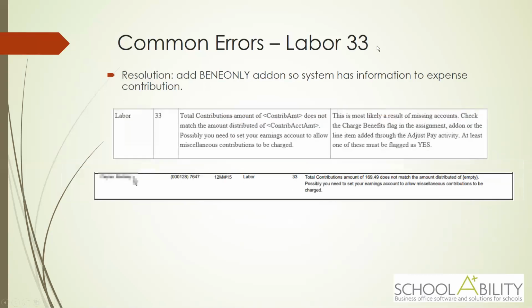The next item is a labor 33. This one says that total contributions does not match the amount distributed. So in this case, we had an employee who was not receiving pay, but had contributions being processed within the payroll. So in this case, you may have an employee who is out on, say, FMLA and doesn't have wages, but we still need to process the employer's share, which is the contributions within the payroll. So in this case, we will add a Ben-E only add-on, which will identify the account code, and that way the system knows how to charge those benefits to the GL.